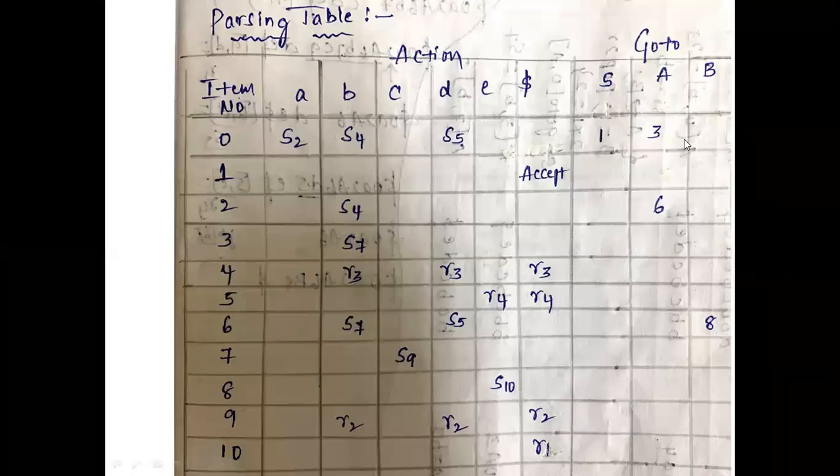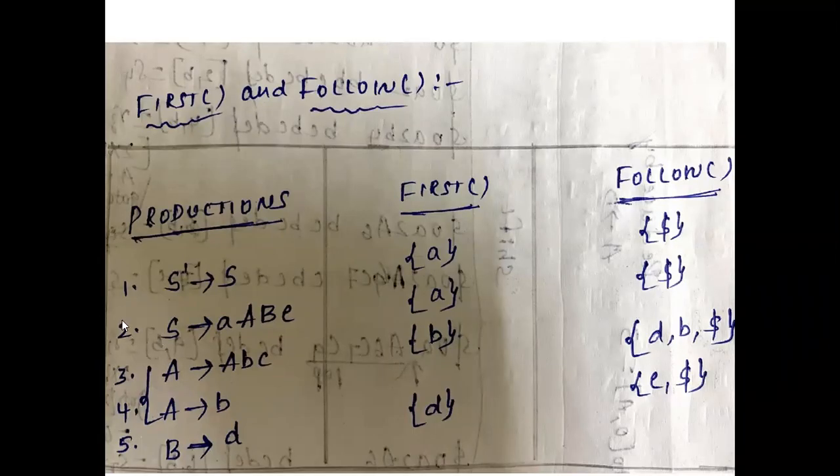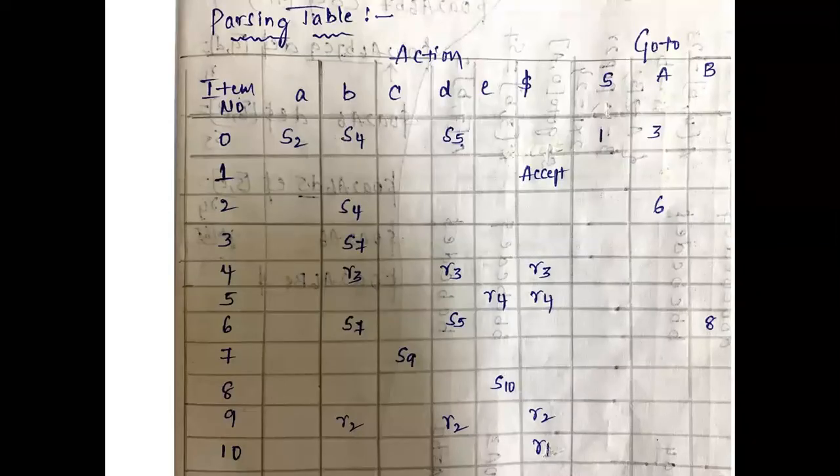And for the goto function, we are constructing the goto entries for the non-terminals. That means in the grammar, we have three variables S, A, B. Variables and non-terminals are the same here. So we take the non-terminals in the goto column, and the terminals along with the dollar in the action column. And now we are filling these entries.